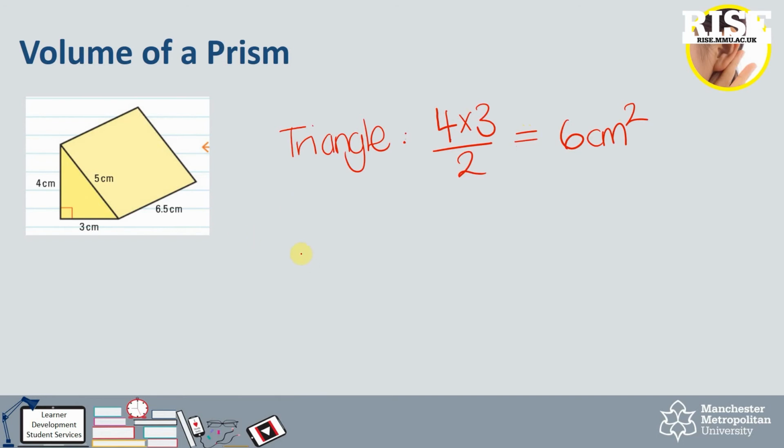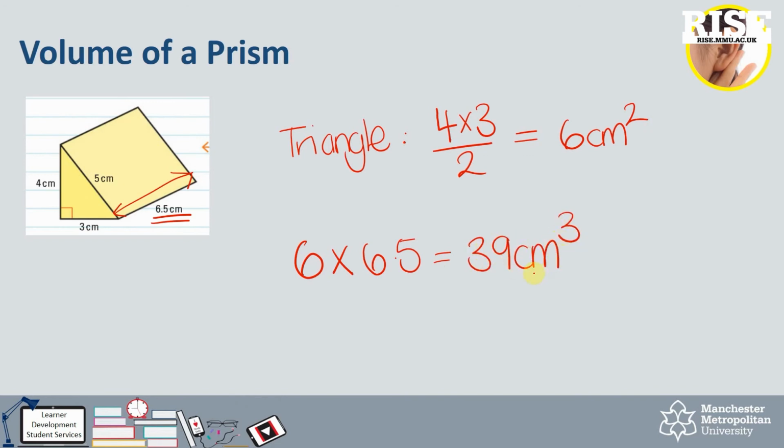Once you have the area of that cross-section, you multiply it by how far back it goes, and that is this length here. The length of the prism is 6.5 centimetres. Multiplying them together then gives me a volume of 39 centimetres cubed.